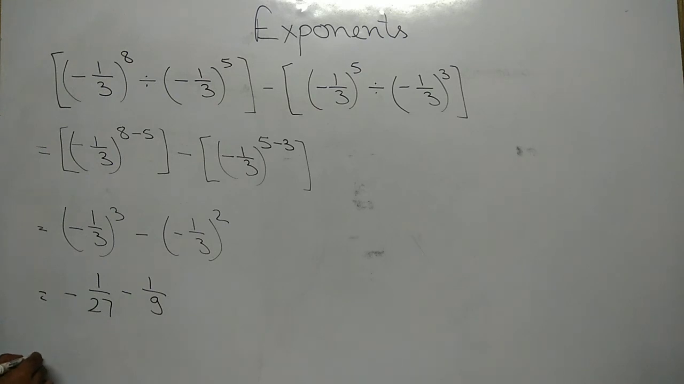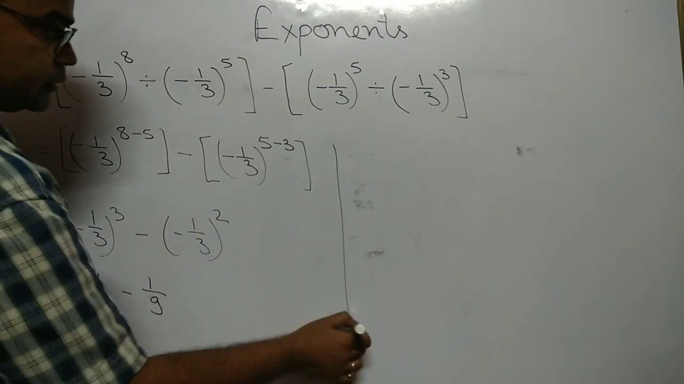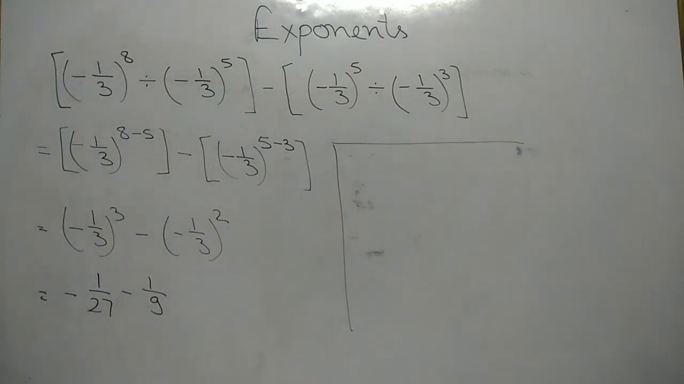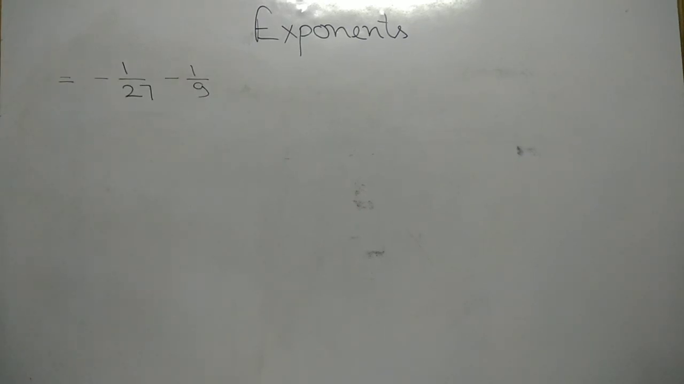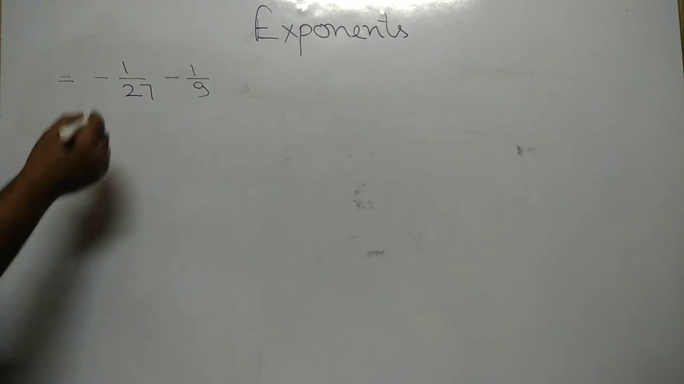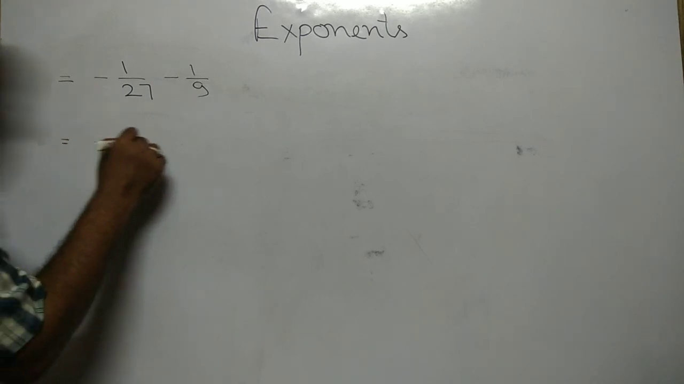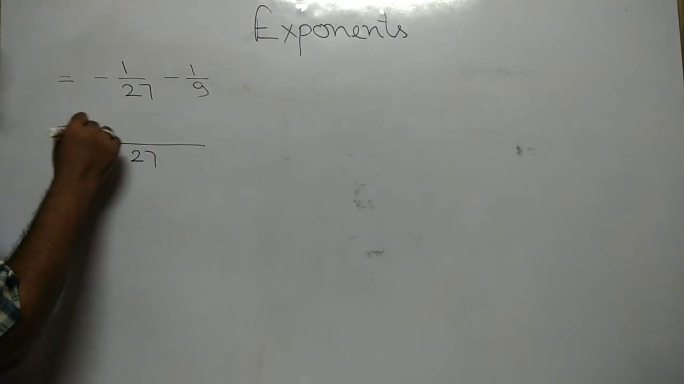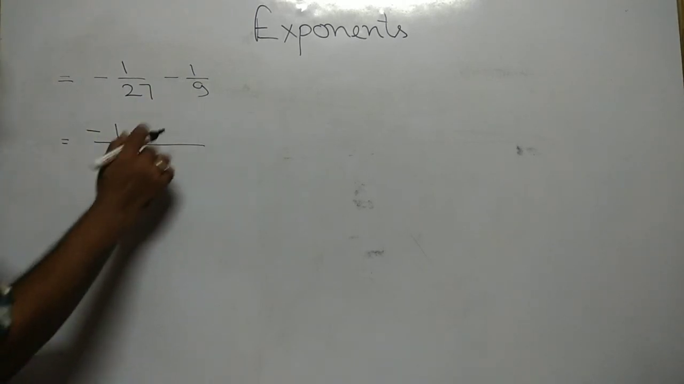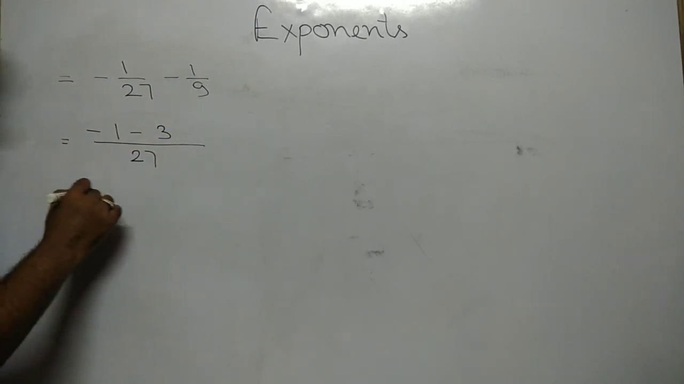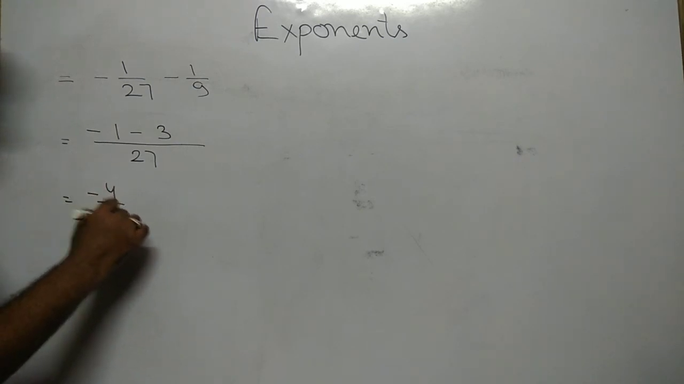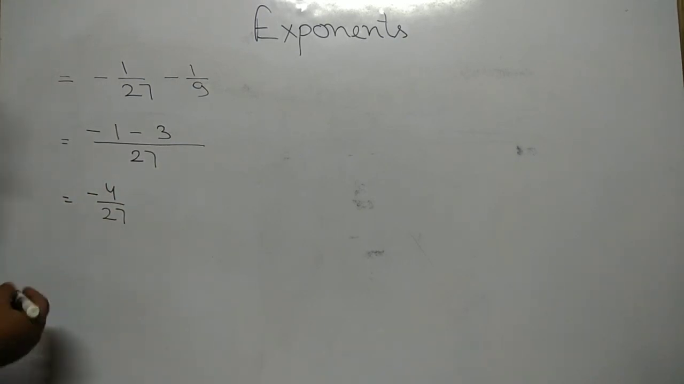So ultimately what we can do, I'm going to rub this board so that you can easily understand. So this is your last solution. Here we have to find out the LCM. It's 27, so minus 1 minus 9 threes are, so it's minus 3. Ultimately what we have is minus 4 upon 27. Hope this one is clear to you.